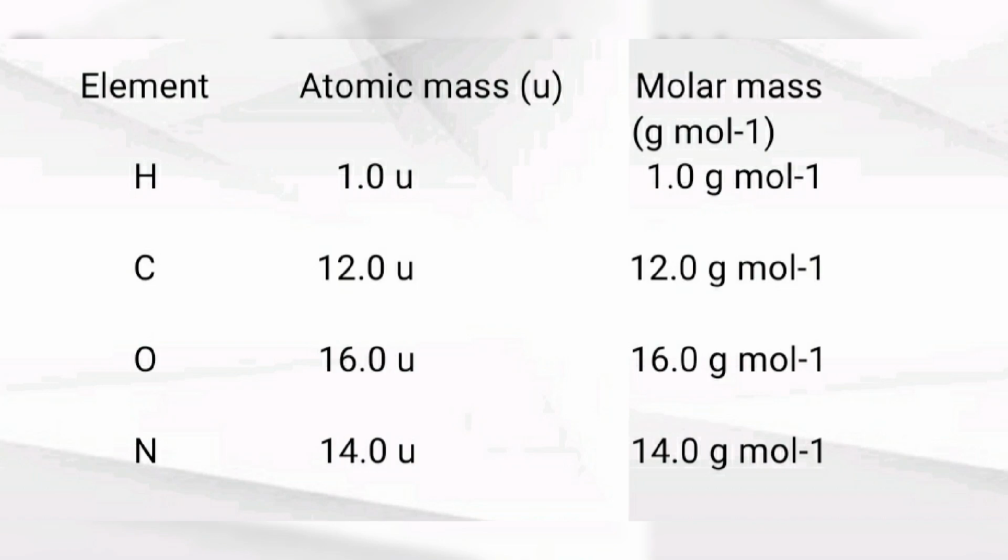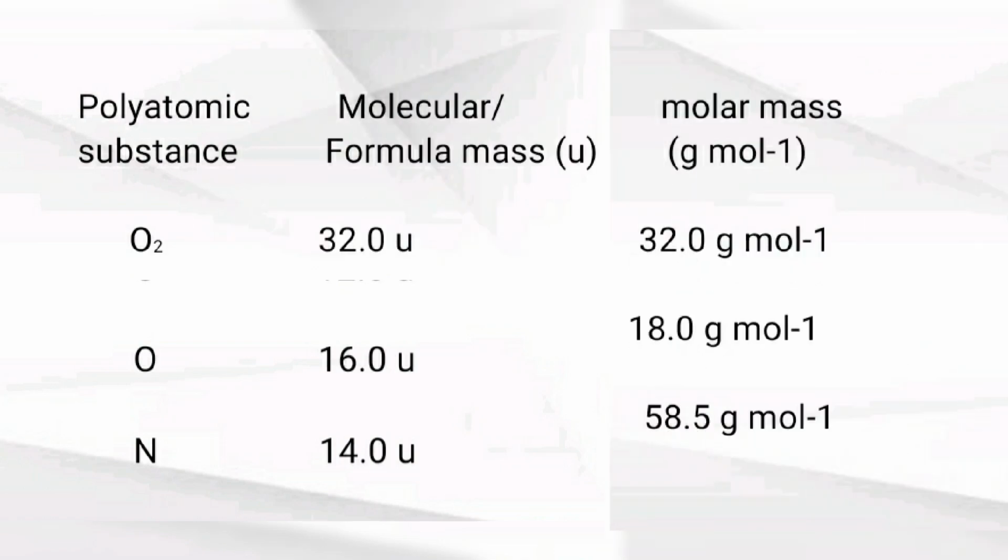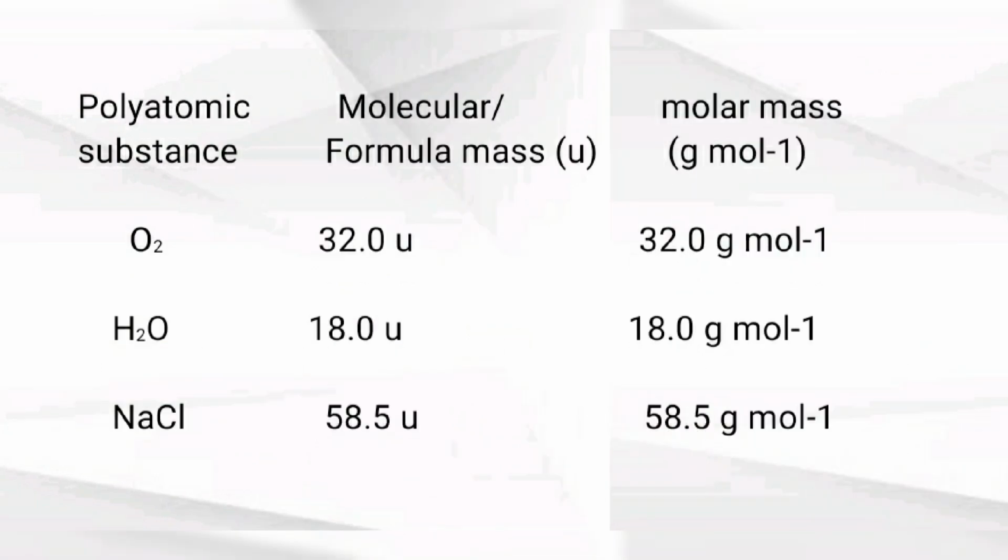See the second example, carbon: its atomic mass is 12 units and its molar mass is 12 gram per mole. Oxygen, atomic mass is 16 units and molar mass is 16 gram per mole. Nitrogen, atomic mass is 14 units and molar mass is 14 gram per mole. These are examples of elements. Now see the next table. Here examples of substances or compounds are given with their molecular mass and molar mass.